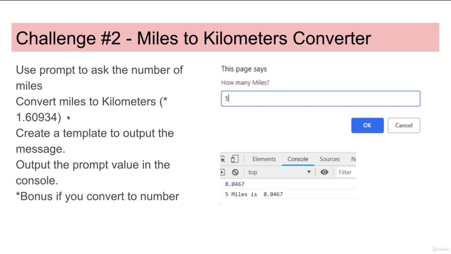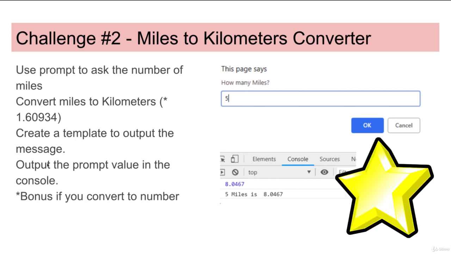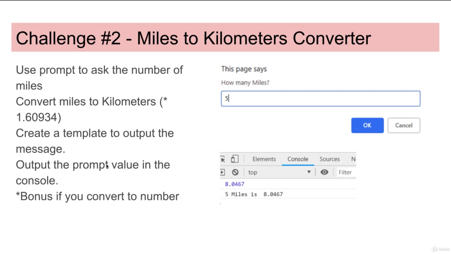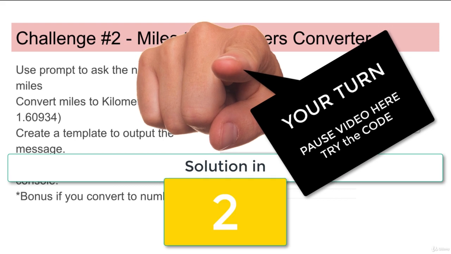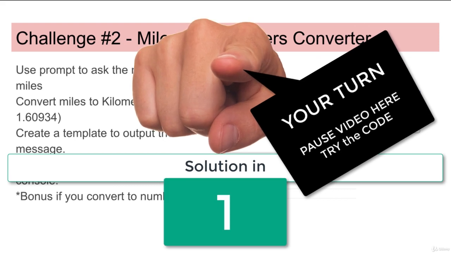So you get bonus points for using a template literal to create the output of the message and output that prompt value into the console. And there's also a bonus if you remember how to convert a data type into a number. So taking that input, doing a conversion to a number, make sure that it is a number, output it, do the conversion, do the multiplication, output the message into the console, just like we've got here within the example. So go ahead, pause the video, try this out, and I'll walk you through the solution coming up.